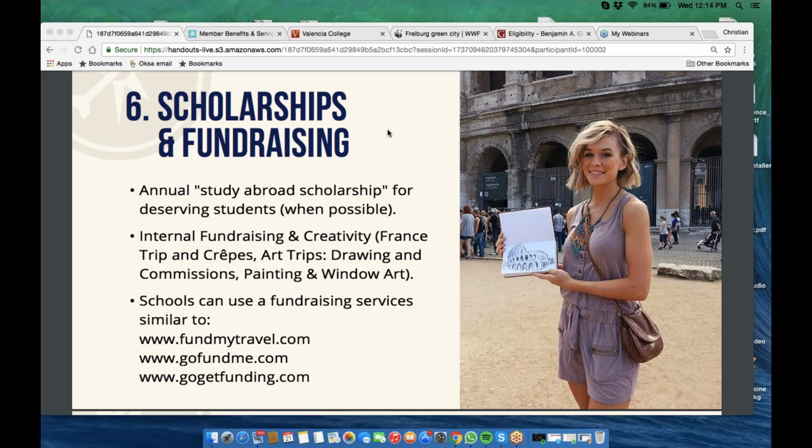Additionally, in smaller towns, we had schools that would go and do window art around the holiday season for different shops who would donate. We had schools that were going to Paris, for example, and they would make crepes in the student union. Use your creativity. Come up with ideas for fundraising, and it's all possible. Additionally, you can look to external fundraising platforms like Fund My Travel, GoFundMe, Go Get Funding. There's many options out there that you can use.